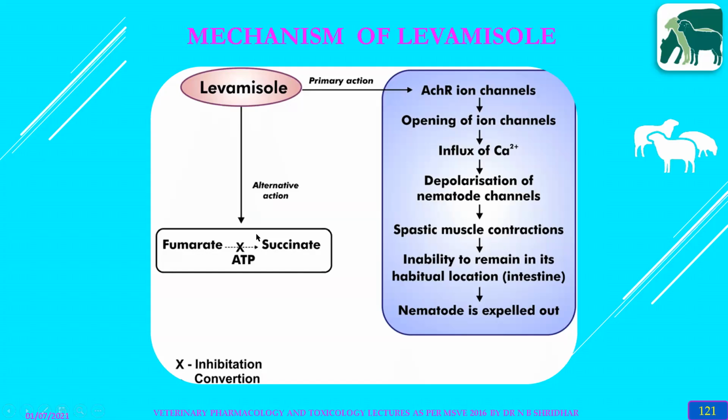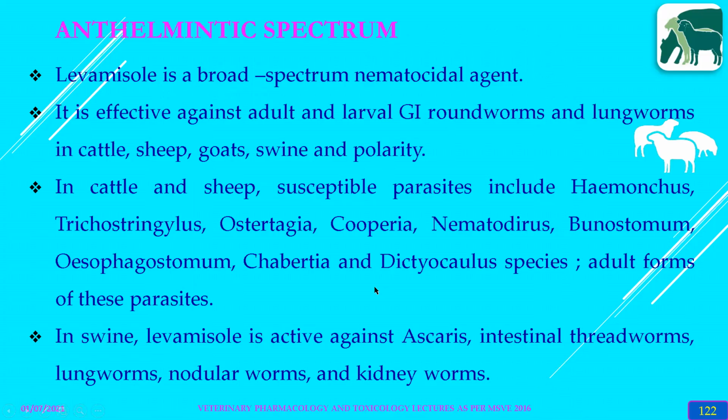and the energy production will be hampered. That's why the worms are going to die. Coming to the anthelmintic spectrum, it's a broad spectrum. Anthelmintic effective against the adult and larval roundworms of the lungworms, especially in case of the cattle, sheep, goats, swines.